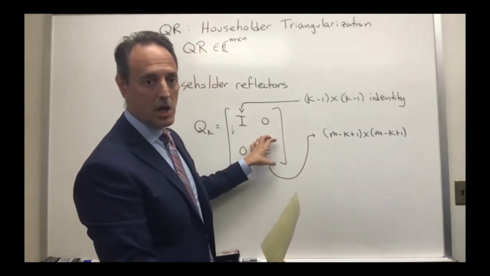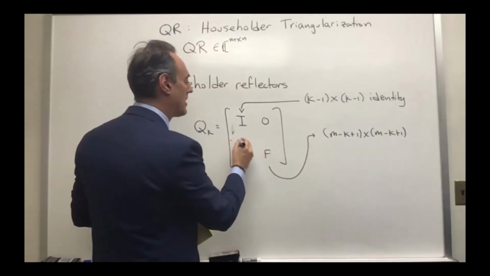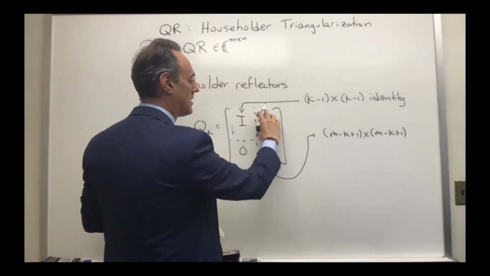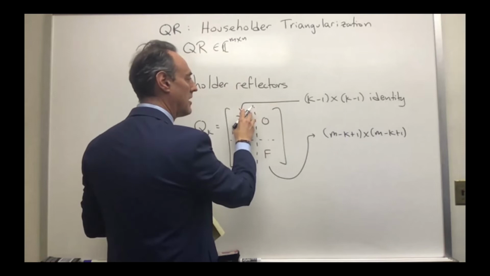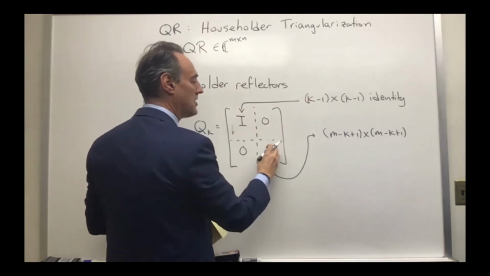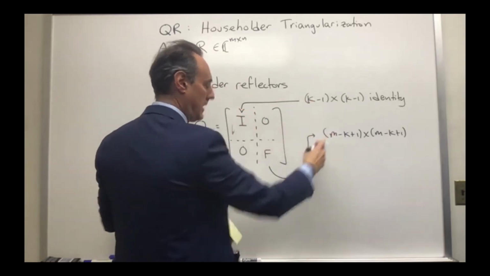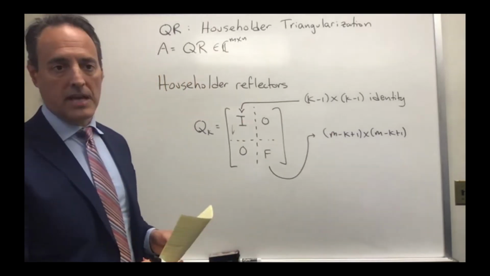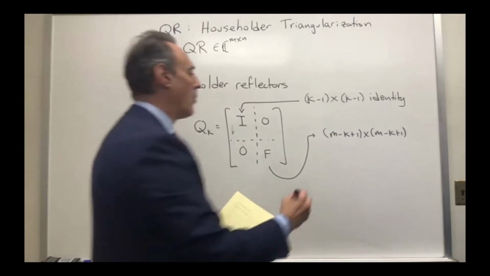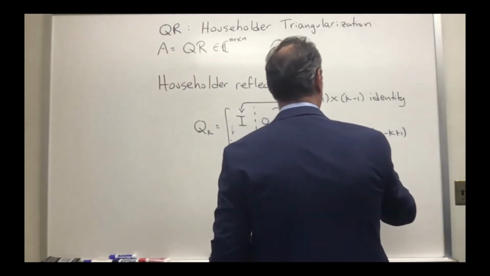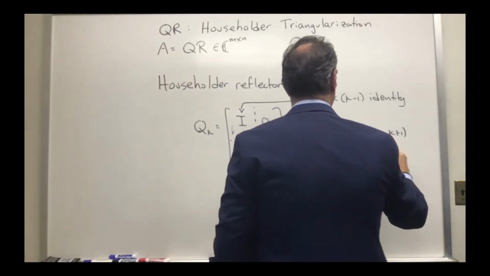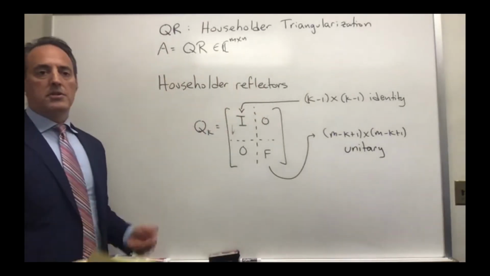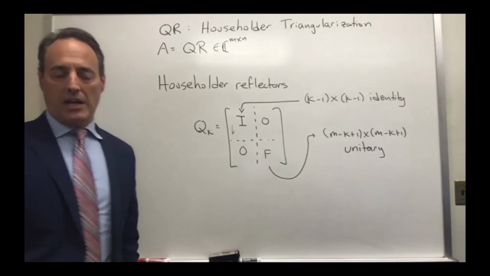the size of this subblock. So one way to think about it is these are submatrices, right? Zeros, and these are zero matrices. There's an identity matrix of this size here, and there's this F matrix that's of this size. Now, here are some things I want for this F matrix. I want it to be unitary. Not only unitary, but I want it to be an orthogonal projector.